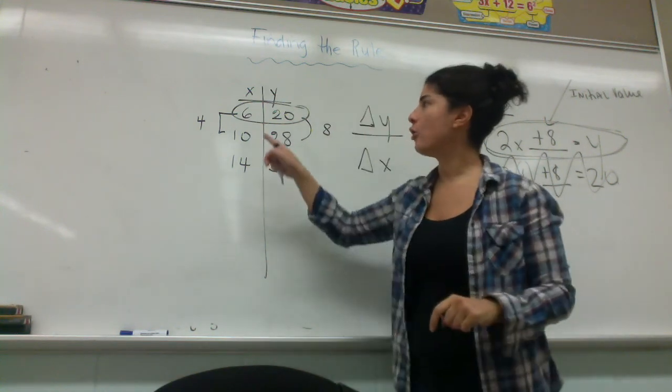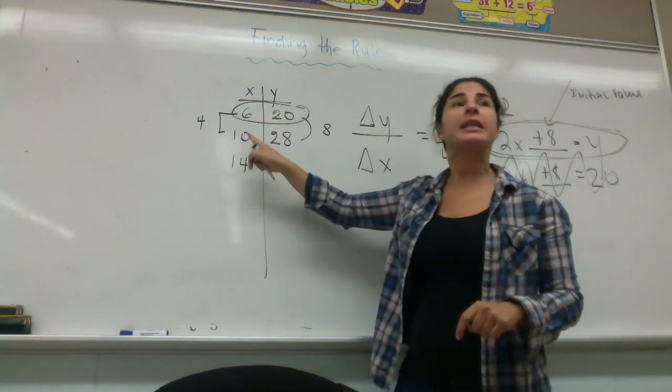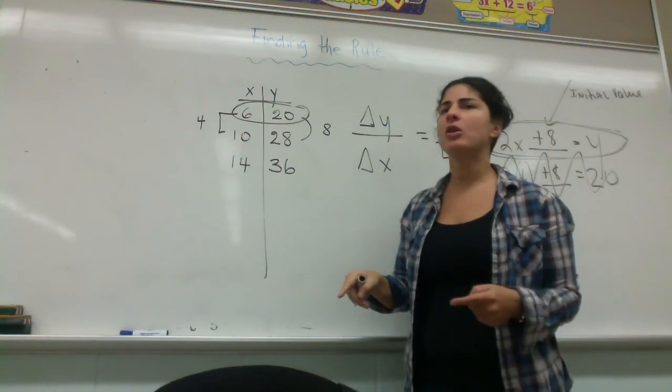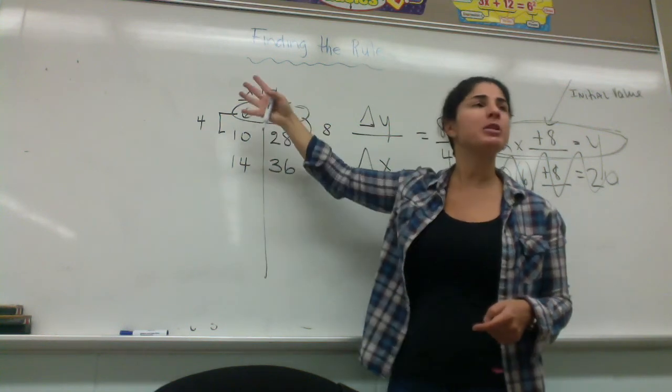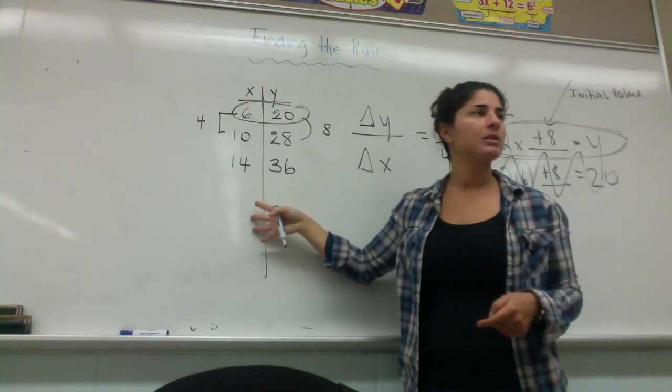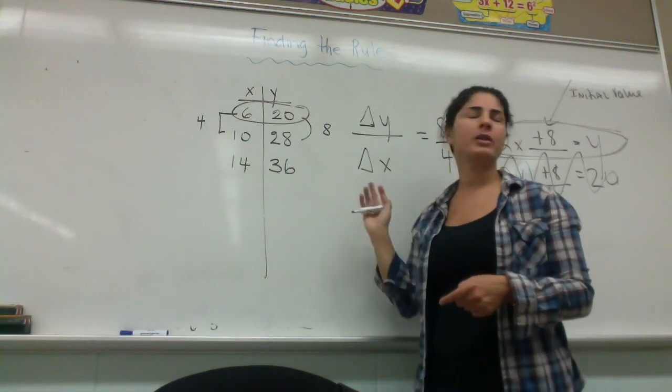Will it always go by ones here? Will it always go 1, 2, 3, 5, 6, 7? Will it always go up? No. Sometimes it'll go by 4. Sometimes it'll go by 2. Sometimes it'll go by 10s. Why? Then we have to use the delta y over the delta x.